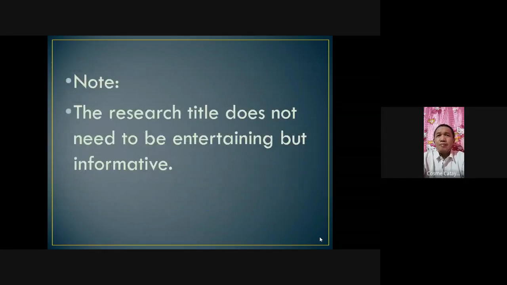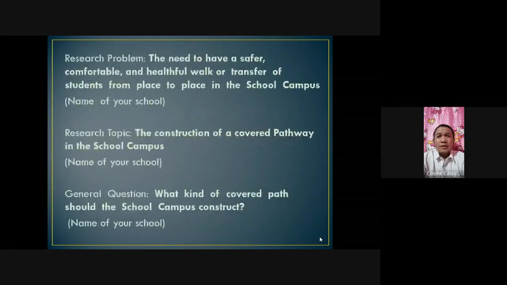Research problem. They need to have a safer, comfortable, and helpful walk or transfer of students from one place to place in the school campus. That is, you name your school, we have Bigaa Integrated National High School. We have the research topic, the construction of a covered pathway in the school campus. So again, you have to name the school.